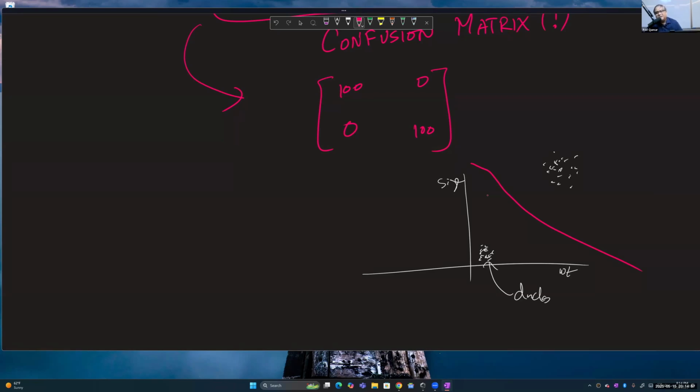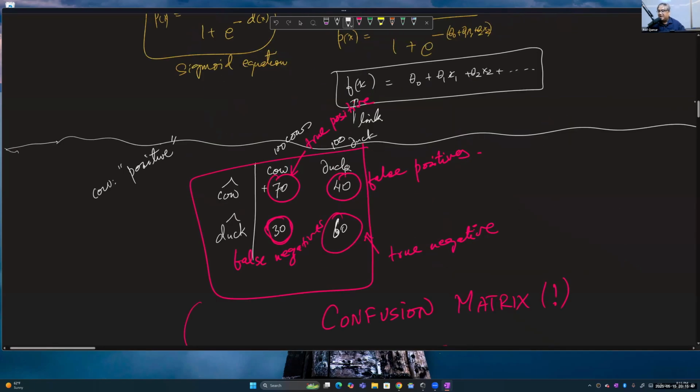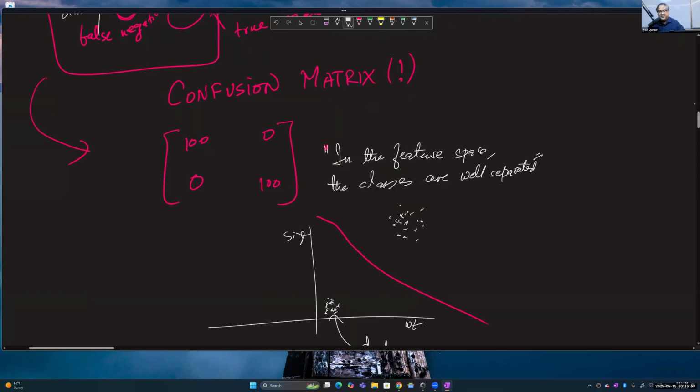And so the fact that you have a perfect confusion matrix, a perfectly accurate model, means the problem was very easy. It didn't have noise. So here's the technical word you use: separation. In the feature space, namely this space, where features are the weight and size, the classes, cows and ducks, are well separated. It has to be, because if there is an overlap, there is no way.